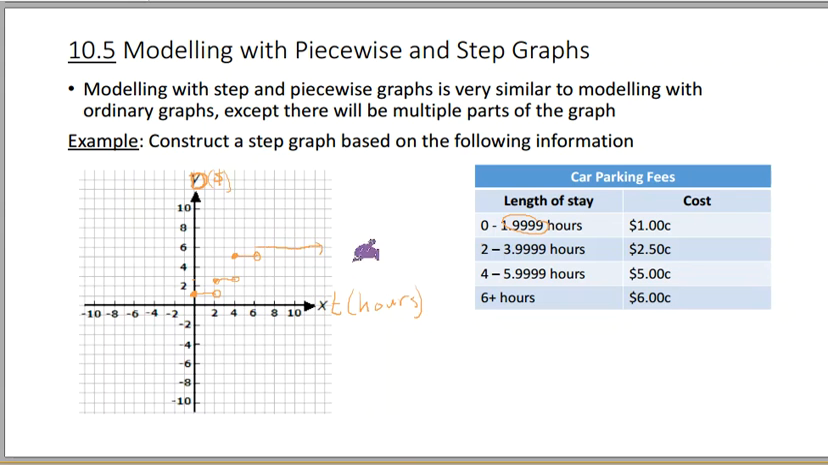If I stay for 48 hours, apparently it's going to cost me $6 still. I doubt it, but that's what this info says. And it does include 6 hours. So that's a step graph, not a piecewise. A piecewise doesn't have these gaps in it, based on this particular scenario. Right, there's our chapter 10 revision done. Good job.